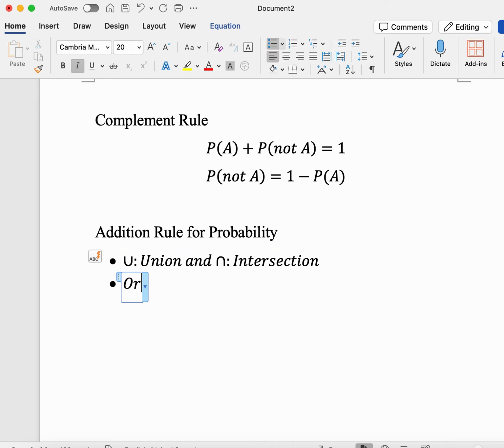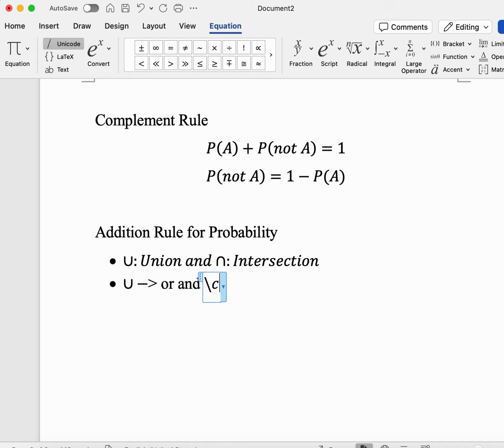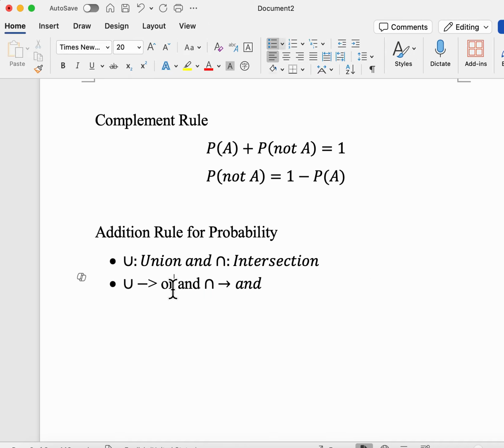Union is analogous to OR in logic, and intersection is analogous to AND. So union corresponds to OR. This corresponds to AND, which you'll then see in terms of Boolean algebra is the same thing as addition, and this is the same thing as multiplication. Just take it for granted right now.